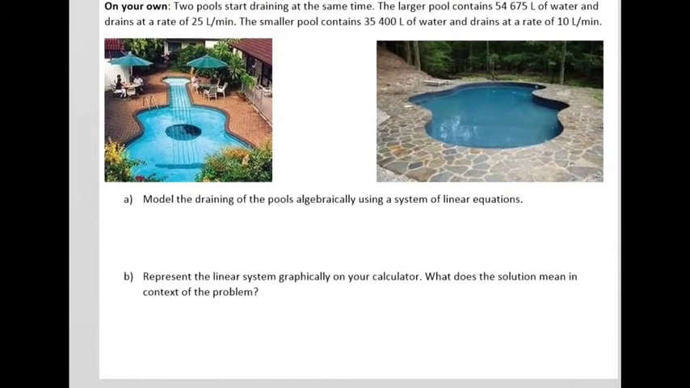And so what I want you to do is model the change in the volume as a function of time for the large pool and the smaller pool. See if you can create a system of equations that models the volume for the large pool and for the smaller pool. And then after you're done that, graph them on your calculator and see if you can find the point of intersection and interpret what that point of intersection means in context of the problem. Okay, so pause the video and give that a try.